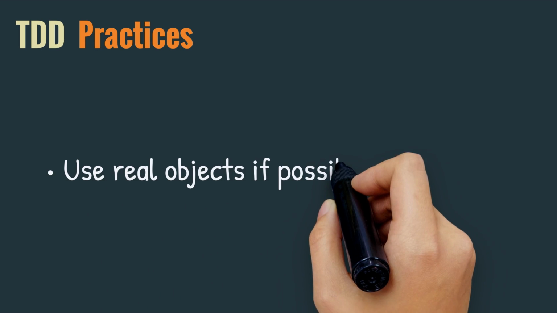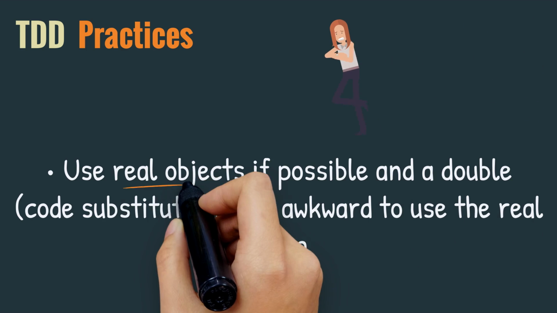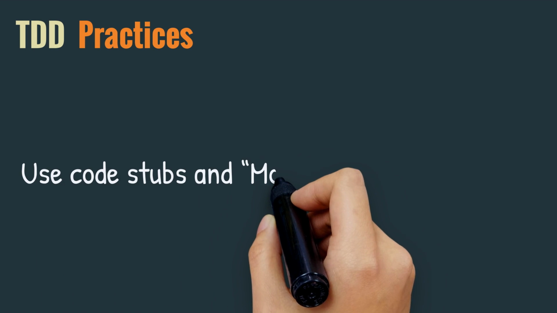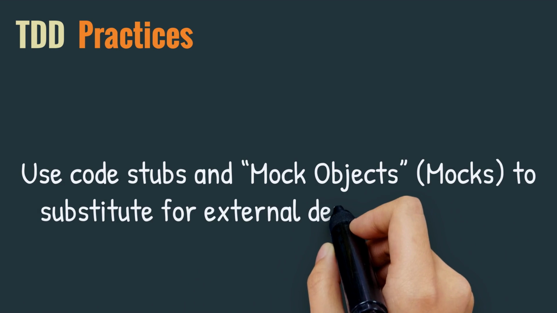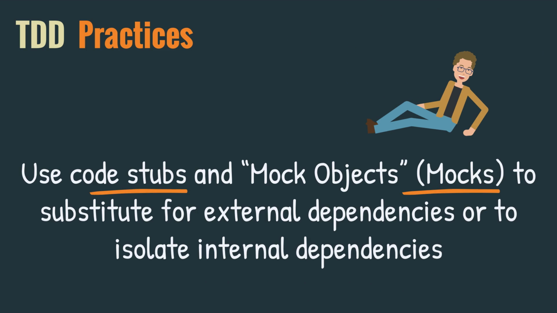In your tests, call real objects and evaluate them, and use code substitutes if the real objects cannot be called at the moment while you're in the process of writing them. When you're writing TDD for functional testing, you might need to interface with external systems like databases.